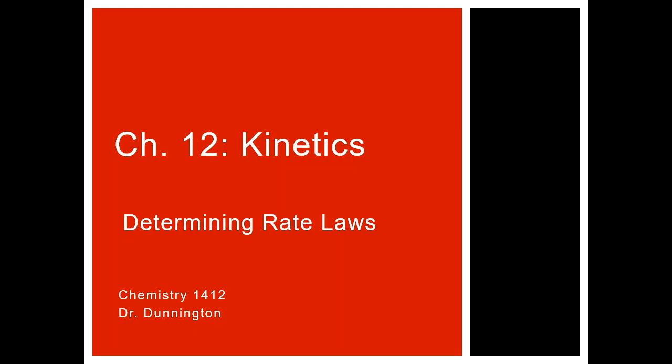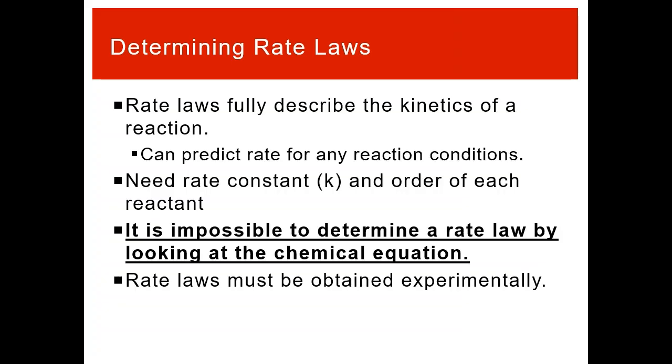Now we're going to discuss how you can take experimental data and figure out the rate law for a reaction. These rate laws are really important if you want to describe the kinetics or be able to predict how fast a reaction will go, because you want to control how fast a reaction goes. You need a rate law, which means you need to know the rate constant, the value for it, and the order of each reactant. What is the value of the order of each reactant?